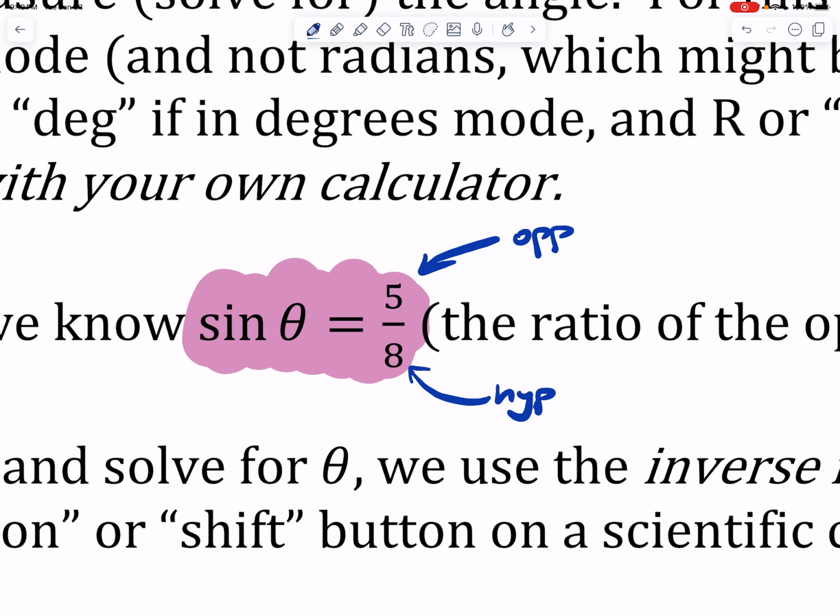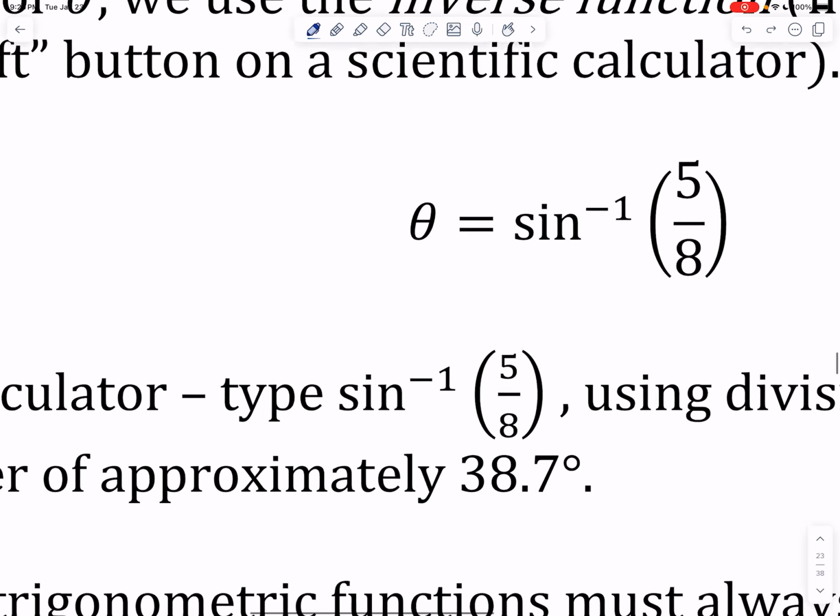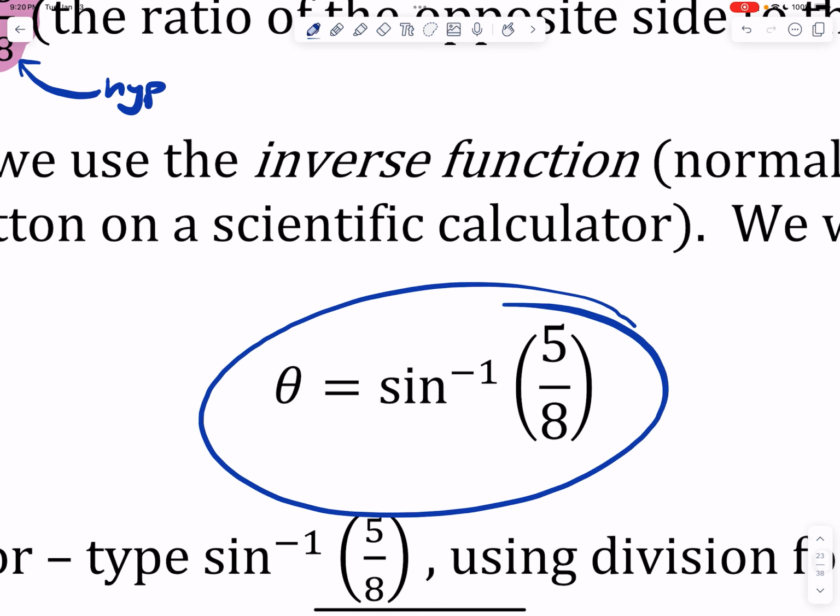This is where we use the calculator. To get this sine over to the other side, we have to use what's known as its inverse function. And to get to that, we probably have to use the second function button or shift button on your scientific calculator. And I'm going to show you what that looks like in just a moment. But this is what we essentially need to write.